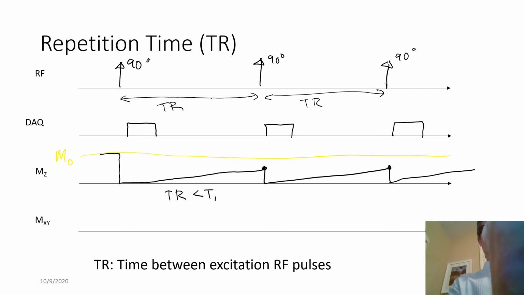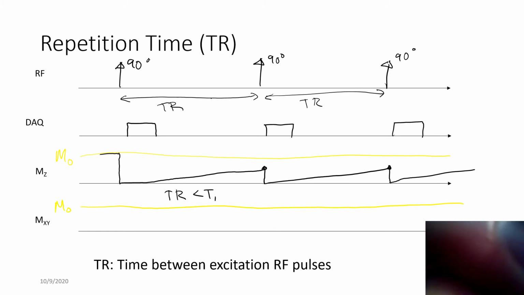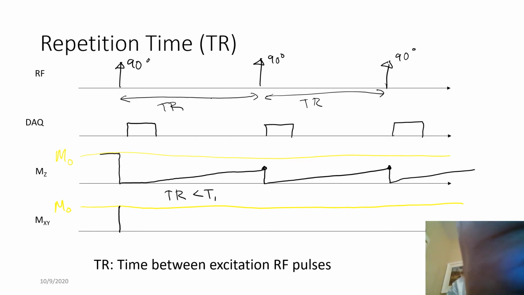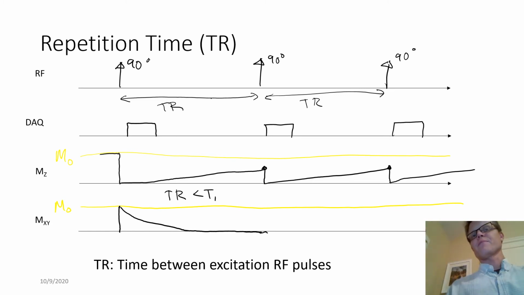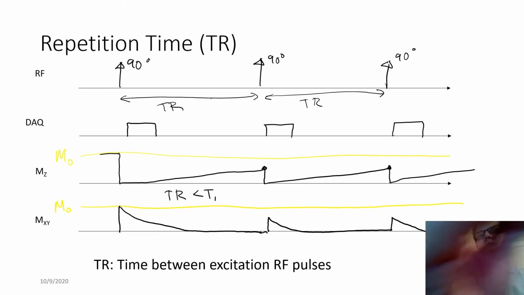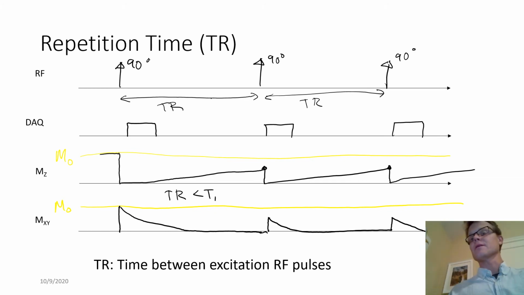What this is going to do in the transverse component is, after the first pulse, it's going to be a full M naught. Going to decay. But at the second RF pulse, you can see the amount that it's going to tip into the transverse plane here is less than M naught. So it's going to tip some smaller amount, and you can see in this drawing that the amount of signal that is going to be received is in fact going to be smaller when we are under this condition that the TR is similar or less than the T1 value.